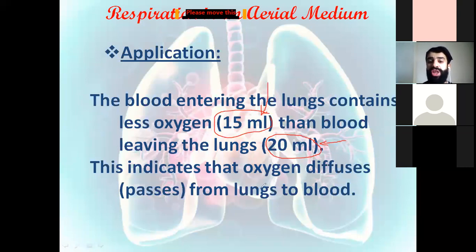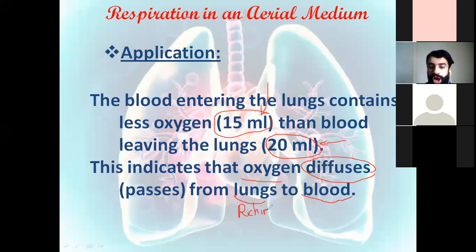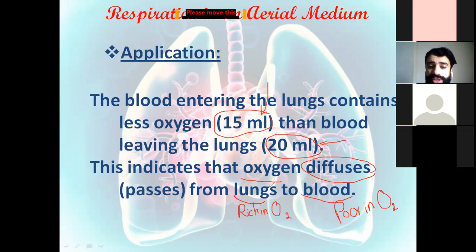So here we can deduce that the oxygen diffuses, meaning that it moves from the lungs to the blood. The lungs are rich in O2. That's why it moved from the lungs, which are rich in oxygen gas, to the blood that is poor in O2. And here we use the word diffuses. So it moves from a medium of high concentration, which is the lungs, with a lot of oxygen, to the blood that is poor in O2.